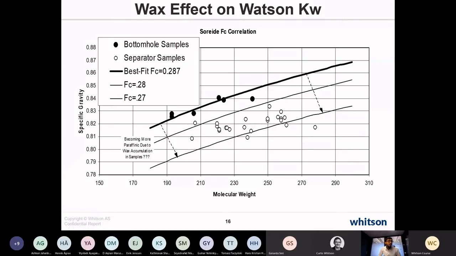Yes, Alexander. I just have a question regarding that. If the temperature of the separator is above the wax appearance temperature, then you should not expect this scattering, isn't it? Yeah, that's true.